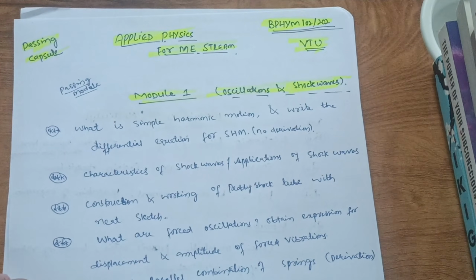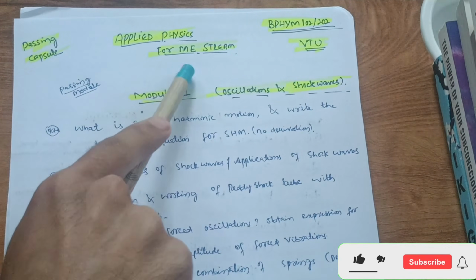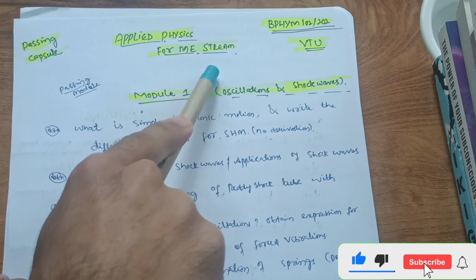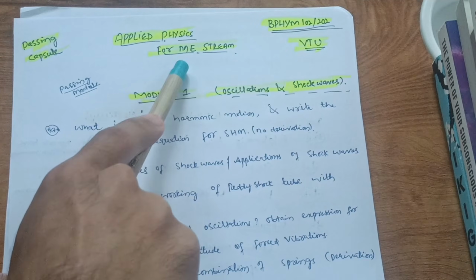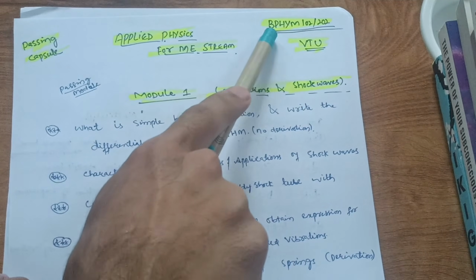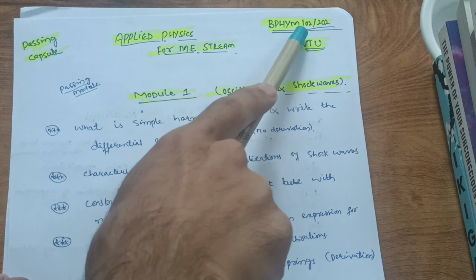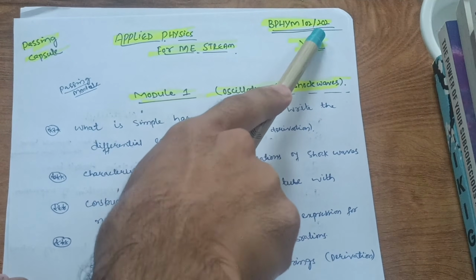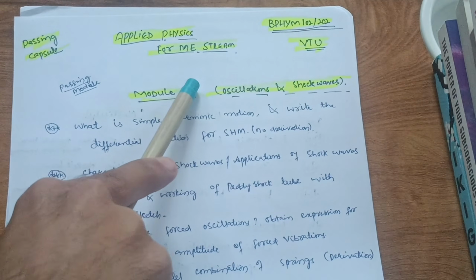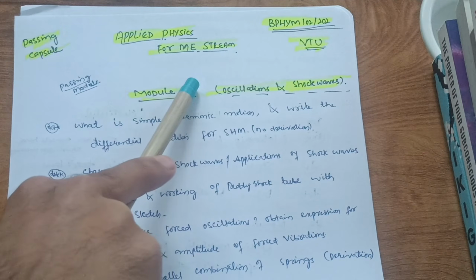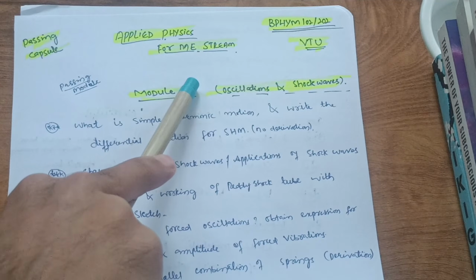So my dear friends, today in this video I want to discuss some passing hacks of applied physics for mechanical stream. As you already know, VTU has changed the syllabus for this particular subject for every branch. Its subject code is BPHYM, that is physics for mechanical stream, first semester second subject and second semester second subject. Let me tell you in this video which are the passing modules you have to focus on so that you can easily pass this subject, conquer this subject with ease.